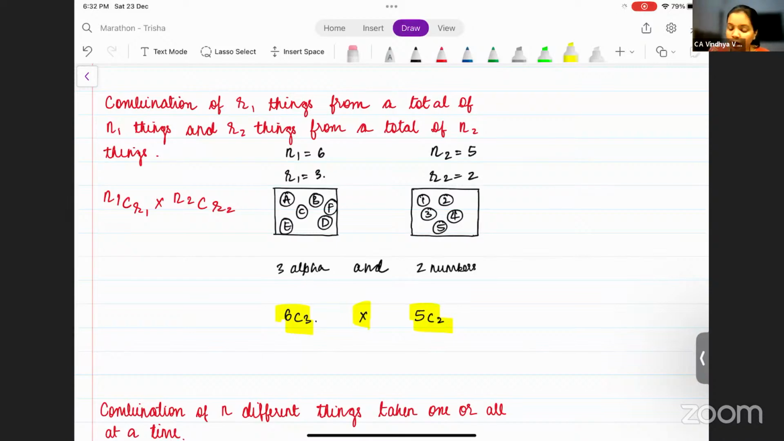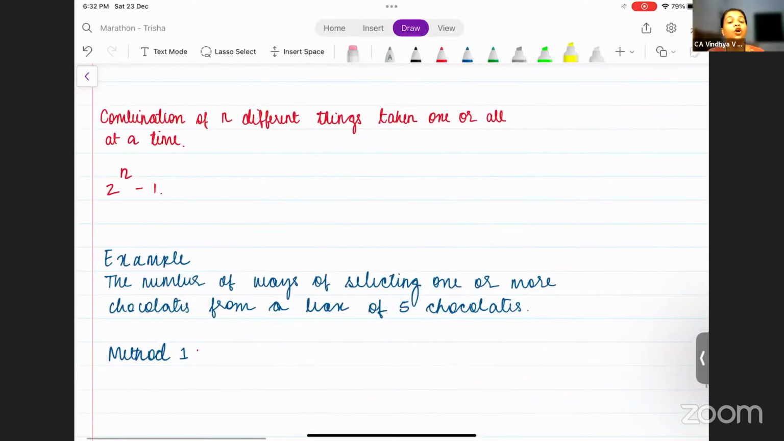2 ways. This is where your N1CR1 into N2CR2 rule comes into picture. Combination of different things taken one or all at a time. Let us understand this with the help of an example.